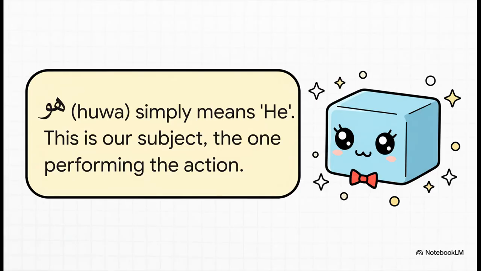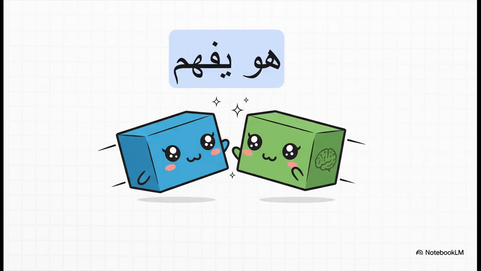So we have an action, understands. But who understands? An action needs a person, right? So let's grab our second building block, huwa. This just means he. It's our subject. Super simple. Now we've got a person, and we've got an action. You see where this is going? Let's snap those first two blocks together, huwa yafham. And boom. Just like that, you've made a complete thought in Arabic. He understands. We've connected a person to an action.